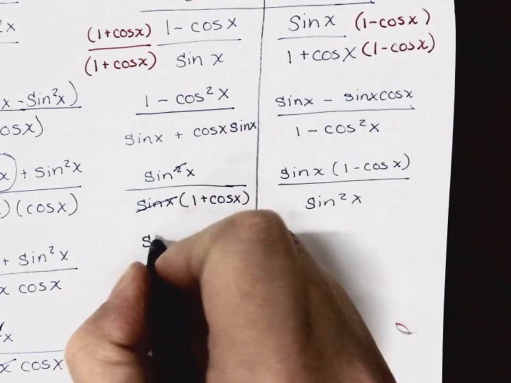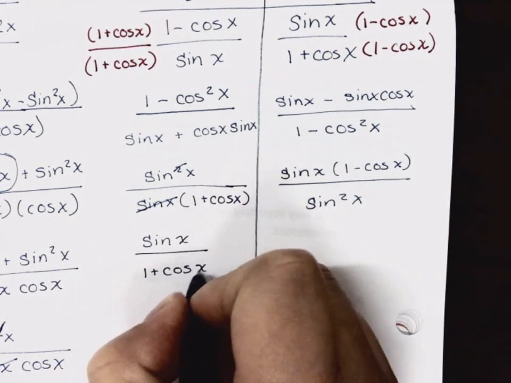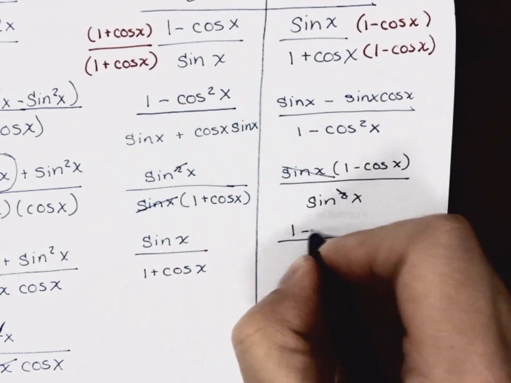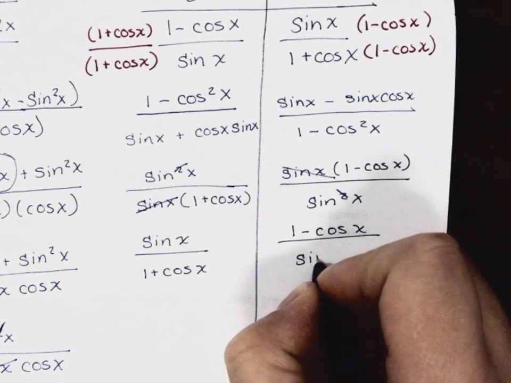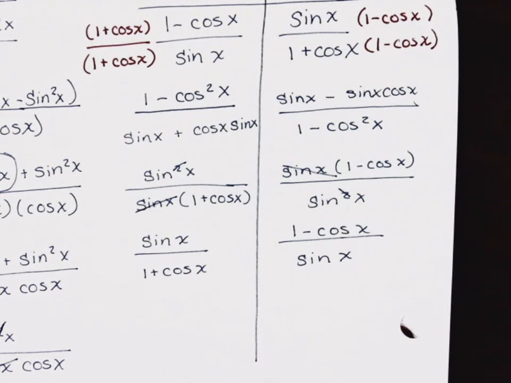So I'm going to have sine x over 1 plus cos x. And on this side, I'm going to have 1 minus cos x over sine x. Okay, if there was an equal sign, things would be a heck of a lot easier, because then I could just make this equal to each other and then I could move on. So where am I going from here? Where am I going from here?